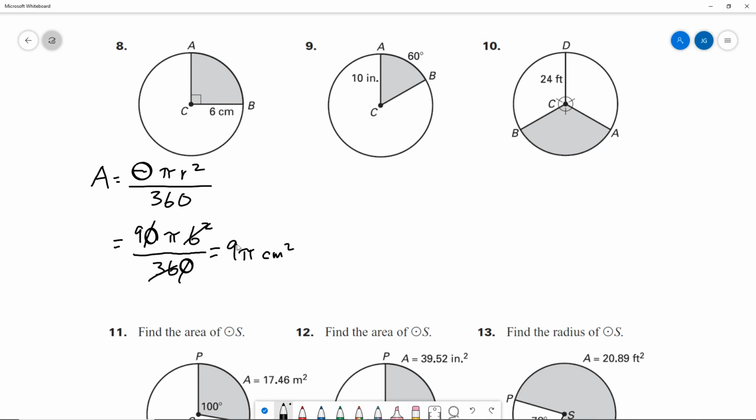So we don't need to plug it into the calculator. Some of the other ones, the rest of them, we're going to plug into the calculator. But this was a nice example of one that if we can keep it in terms of pi, let's go ahead and keep it in terms of pi. All right. Number 9, we're going to be using the same formula. In this case, our theta is 60. Our pi is pi. R squared is 100. And that's going to be all over 360.